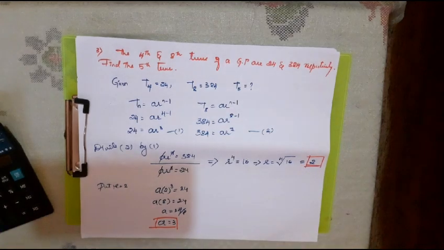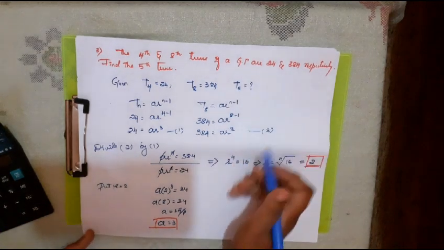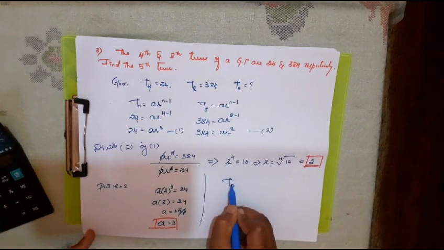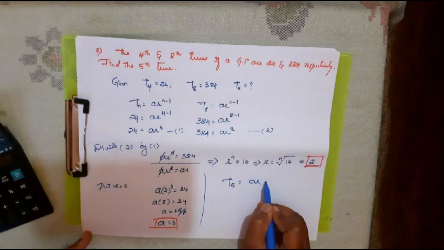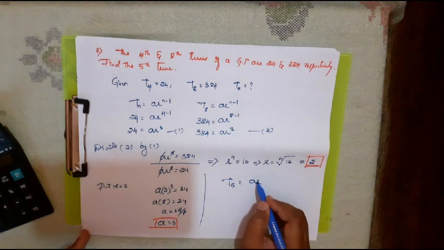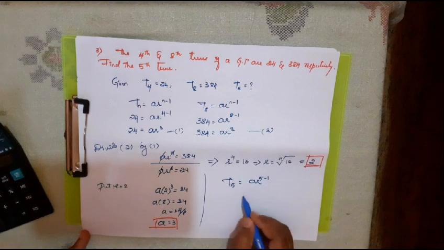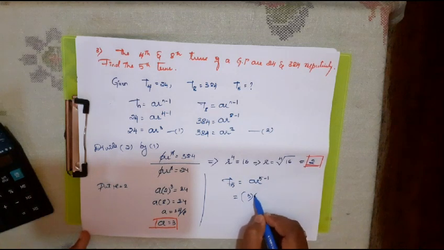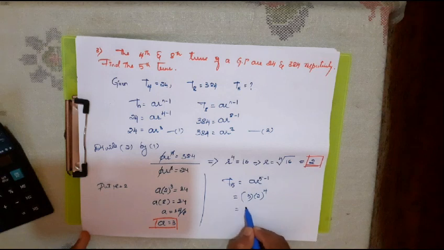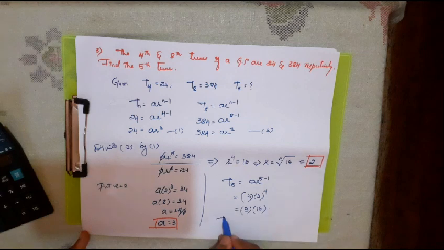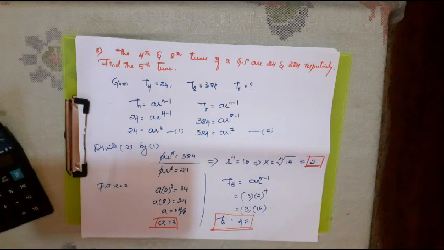After getting A and R, we can easily find T5. So T5 is equal to AR to the power 5 minus 1. A is 3, R is 2, 5 minus 1 is 4, so 3 into 2 to the power 4 is 16. So 16 threes are 48. So T5 is 48. This is how we have to calculate if they give information about certain terms and ask you to find the other terms.